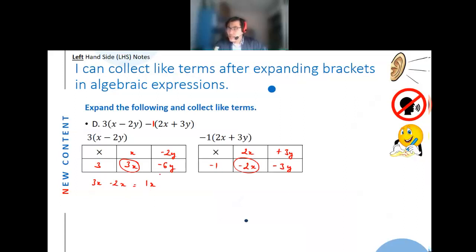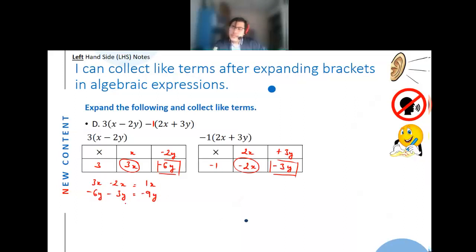And then I have minus 6y and a minus 3y. So minus 6y minus 3y. Well, that's going to give me, that's going to be more negative, right? So that's going to be negative 9y.